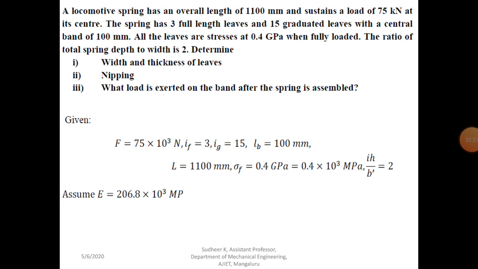Now, how to start this problem. They asked to find the width and thickness of the leaves. Second, the nipping. Third, what amount of load is exerted on the band after the spring is assembled. One more piece of data given is very important: the ratio of total spring depth to width, denoted by n into h divided by b dash, is equal to 2. That value is very important to find the width and thickness of the spring.